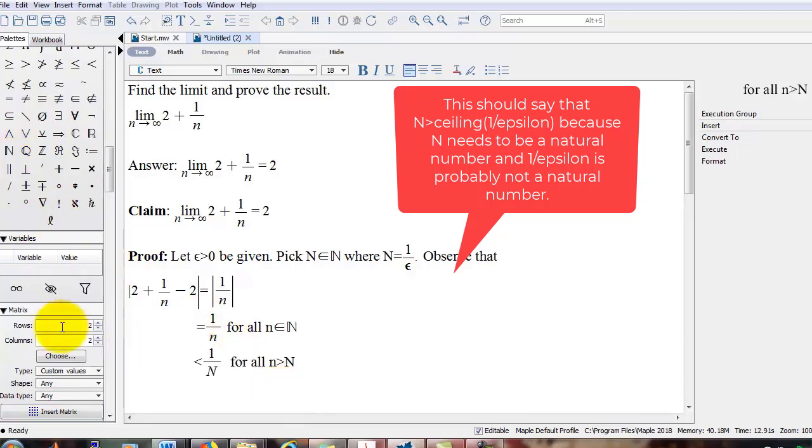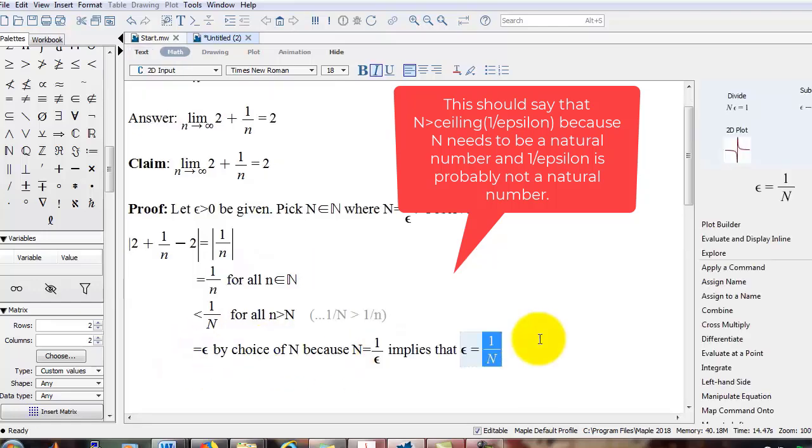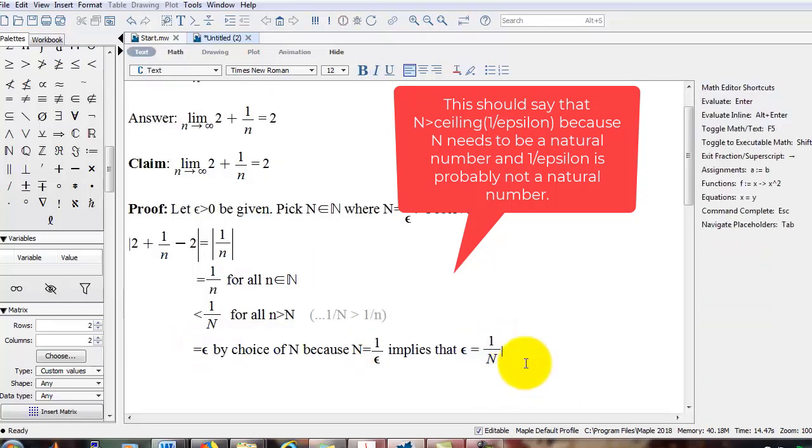And that is going to be strictly less than 1 over N for all little n greater than capital N. How do we know that's true? Let's just double check. If we divide both sides by N and little n, on the left-hand side we get 1 over capital N, on the right-hand side 1 over little n. So yes, indeed, 1 over little n is less than 1 over capital N. We can put that in by choice of capital N, because N equals 1 over epsilon implies that epsilon equals 1 over N.